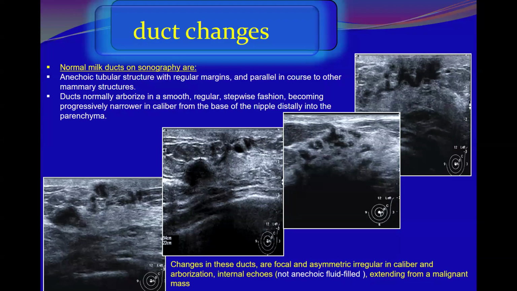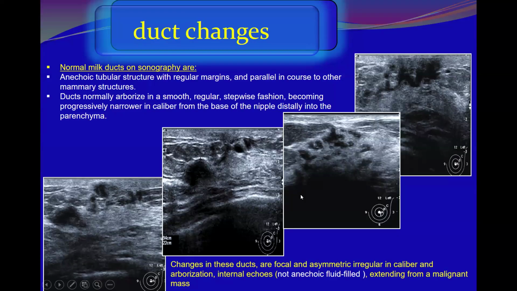Okay. As you know, and as we have mentioned before, the normal ducts are anechoic tubular structures with regular smooth margins and parallel in course, in a radial direction pointing toward the nipple, and are slightly prominent under the nipple, and progressively narrower in caliber while going toward the parenchyma. This is the normal ducts.